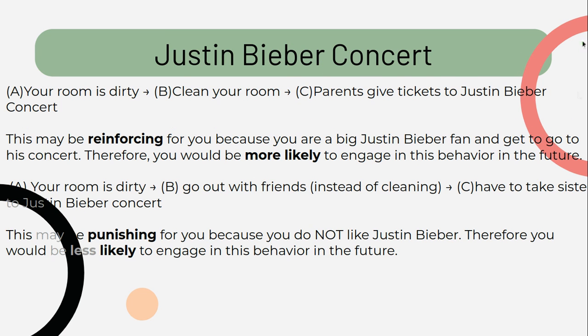Okay, so for our next example, we have a Justin Bieber concert. The antecedent in the first example is that your room is dirty. And then the behavior that you engage in is cleaning your room. And the consequence to this is that your parents give you tickets to a Justin Bieber concert. Now this one might be a little bit unrealistic. I think it would require some very generous parents, but we're just going to go through this example anyway.